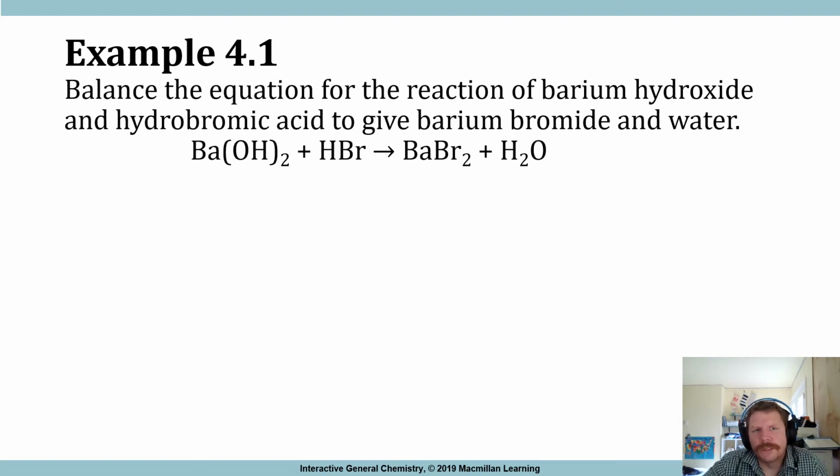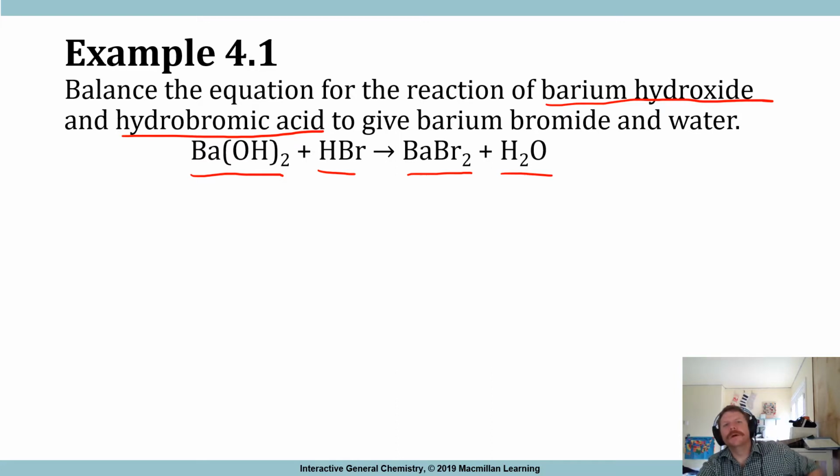So here's our first example of an equation to balance. What we have here is the reaction of barium hydroxide, which is Ba(OH)2, and hydrobromic acid, HBr, to produce barium bromide and water. Okay. Now, this is a fairly simple reaction and equation, so we can go ahead and work our way through it.